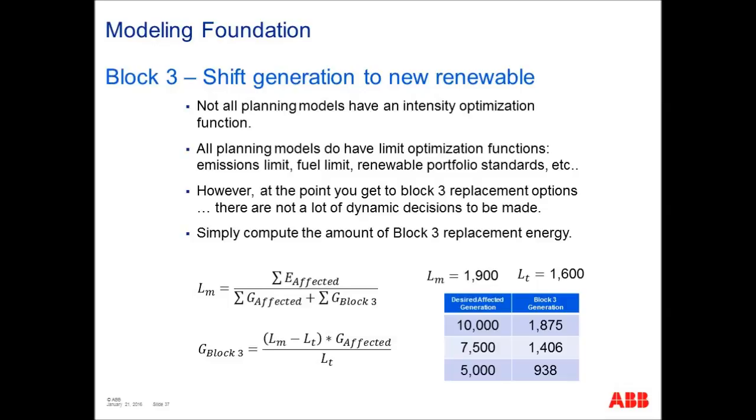say you're currently at 1,900 pounds per megawatt hour and you want to get to 1,600 pounds per megawatt hour, you can simply calculate: if I want to have 10,000 megawatt hours of coal generation, I'll need 1,875 megawatt hours of renewable generation. If I only wanted 5,000 megawatt hours, then I only need to add 938 megawatt hours of renewable generation.